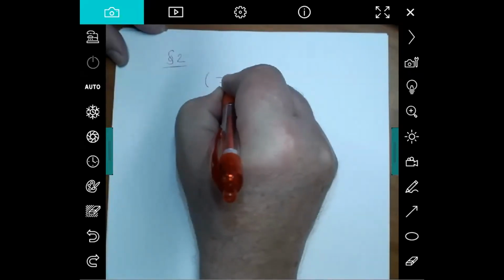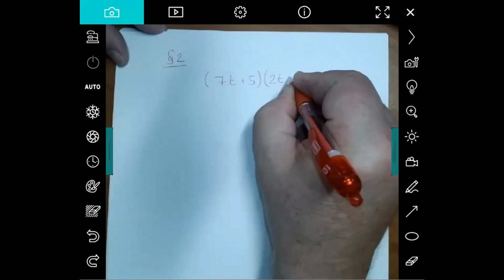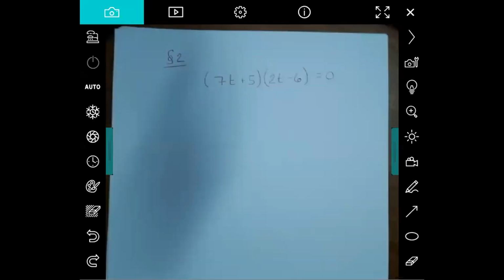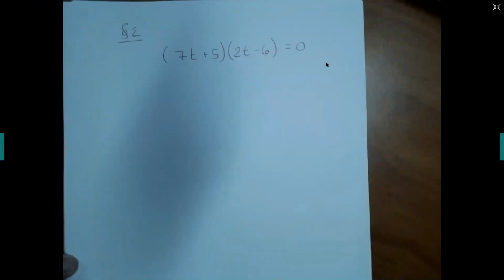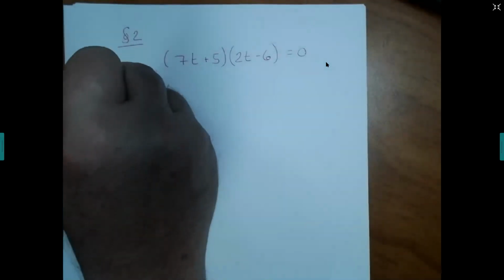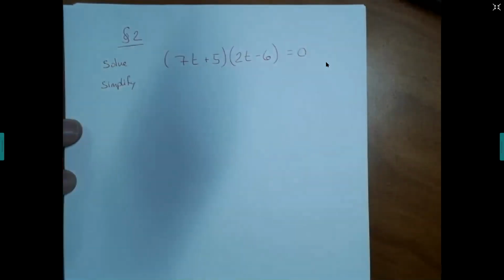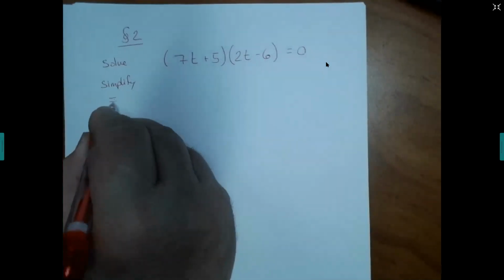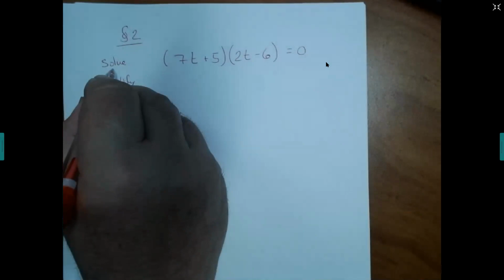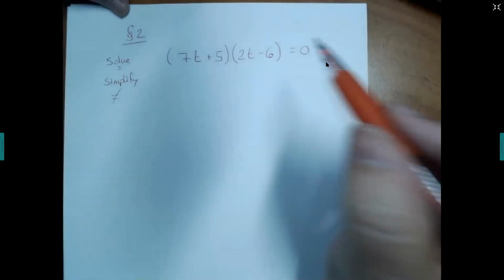So we have 7t plus 5, 2t minus 6 equals 0. Remember earlier this semester I said that there were two types of things we could be asked. We could either be asked to solve or simplify. Simplify if you don't have an equal sign. Solve if you do have an equal sign. So here's an equal sign, so we have to solve it.